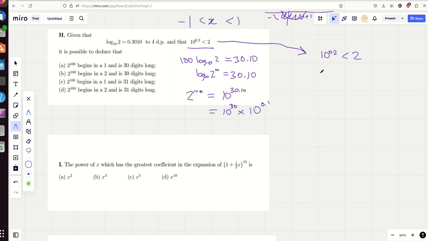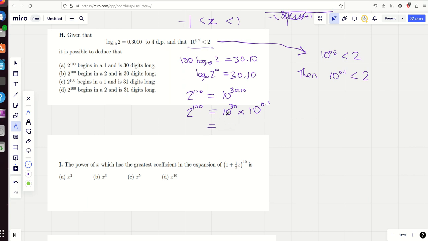Great. Now, if 10 to the 0.2 is less than 2, then 10 to the 0.1 is definitely less than 2, because that'll be a smaller value than 10 to the power of 0.2. 10 to the power of x is going to be a strictly increasing function. And so, what can we now deduce? Okay, so we know that 2 to the power of 100 is a number which is less than 2 times 10 to the power of 30.